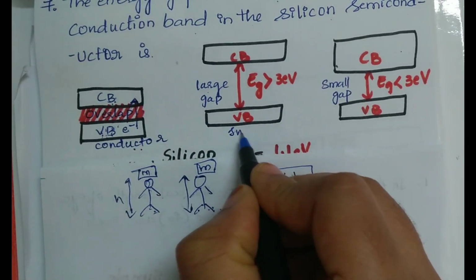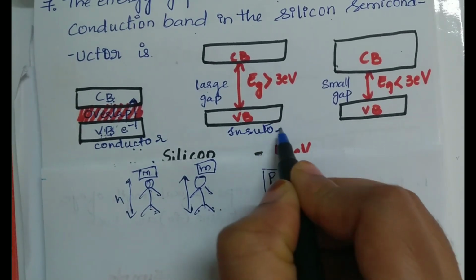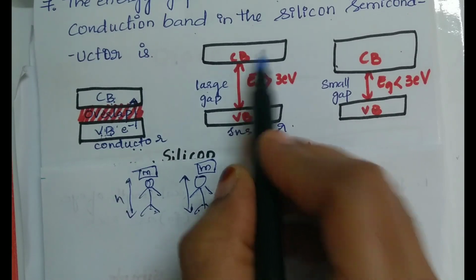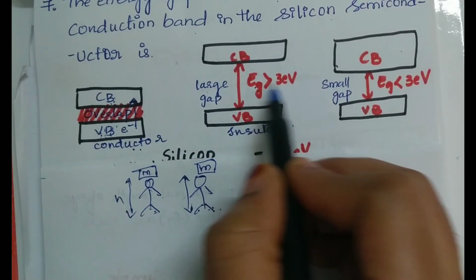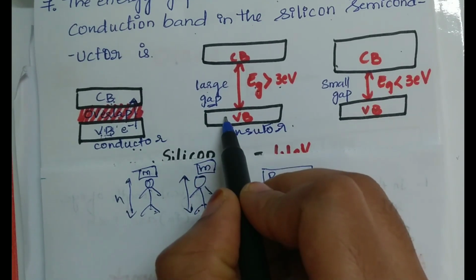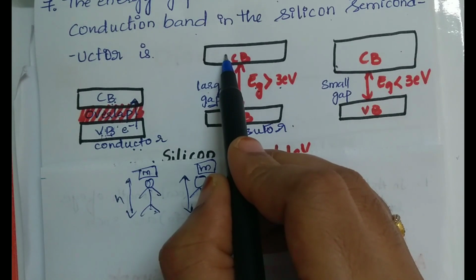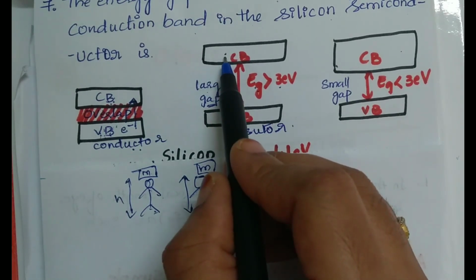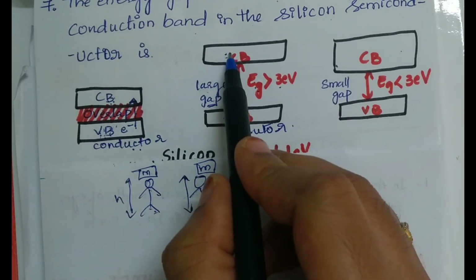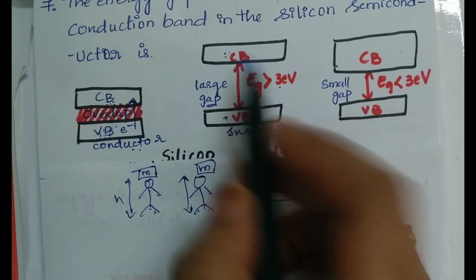In case of insulators, what happens? The gap between the valence band and the conduction band is very large, larger than 3 electron volt. So there is a large gap, and electrons find it very difficult to jump from the valence band into the conduction band. Only if it is provided with a sufficient amount of energy can it jump from the valence band to the conduction band, in very rare cases.